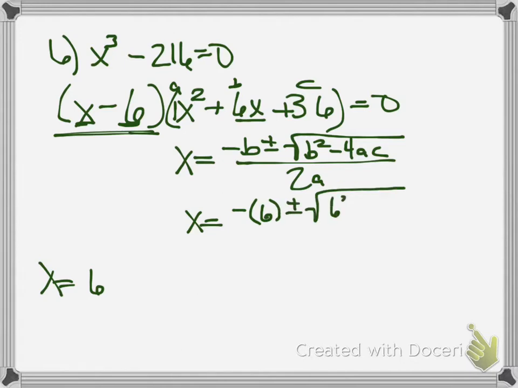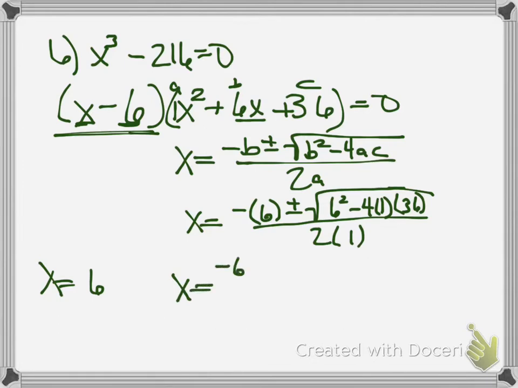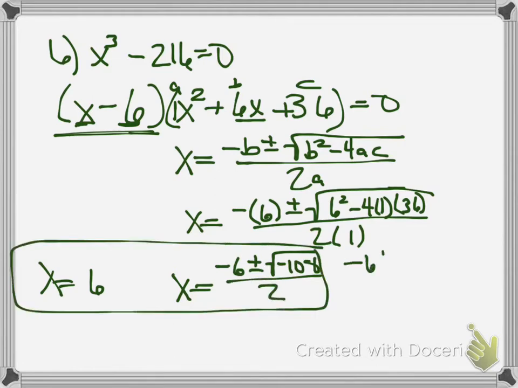I wish my little thing would go faster, but apparently it's on a slower play rate, and I'm going, you're going too slow. Anyways, do this, and then you end up with x is equal to negative 6 plus or minus square root of negative 108 over 2. If you stop there, I would be okay with it.